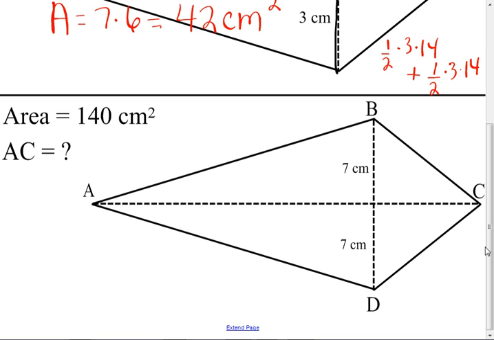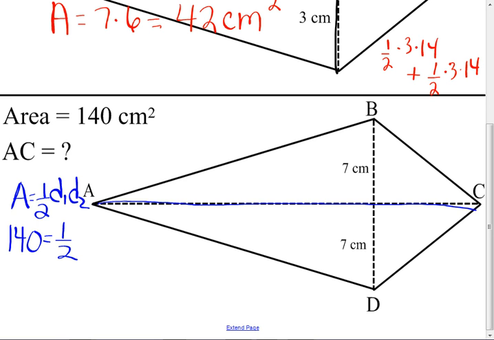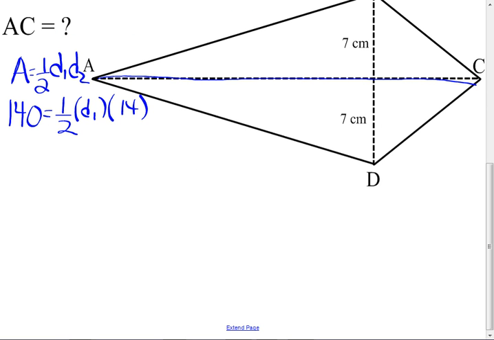So this one's a little different. This one is, the area is 140, so area equals 1/2 d1 d2. So I'm going to put the 140 in where? For A. Do I know the long diagonal? No, I don't. That's A to C. Can I call that D1? You can call it AC if you want. I don't care. What's D2? 14. Yeah, there's more ways to do this. This is the most efficient way.